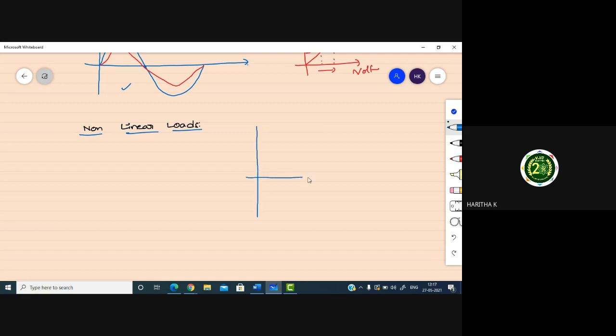So let's see the waveform. Here is the supply voltage waveform. Now the current waveform for the non-linear load will not follow the voltage waveform. See, up to this point, the current is zero. Even though there is a voltage, the current is zero. At this point, it suddenly increases. And at this point, it suddenly decreases. It doesn't follow the voltage waveform.